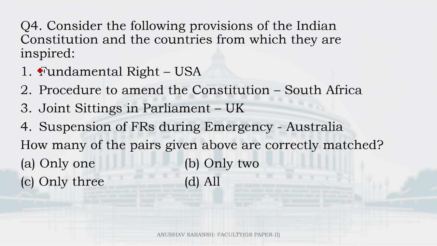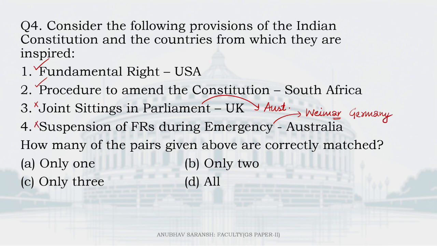Of course, fundamental rights inspired by the Bill of Rights from USA. Procedure to amend the Constitution, yes, South Africa, of course, the older Constitution, not the new one. Number 3, joint sittings in the Parliament. This has been borrowed from Australia, not UK. And number 4, suspension of fundamental rights during emergency. This has been borrowed from the Constitution of the Weimar Republic of Germany. Right? So, first 2 are correct, last 2 are wrong.